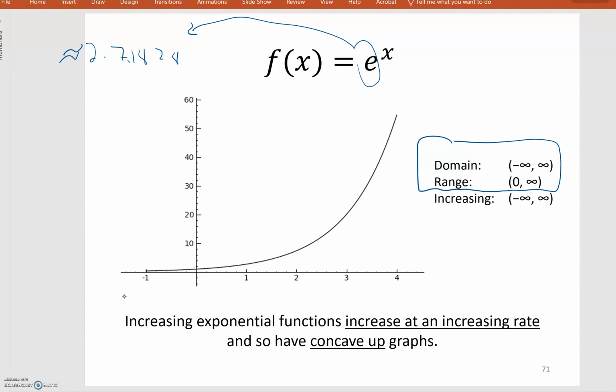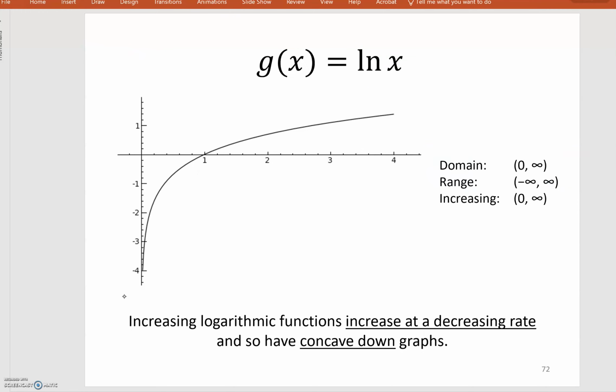Now, when we look at an inverse function, the domain and the range switch. So notice that when we go to g of x equals ln of x, its domain is the range of e to the x, and its range is the domain of e to the x. So that's one interesting thing.